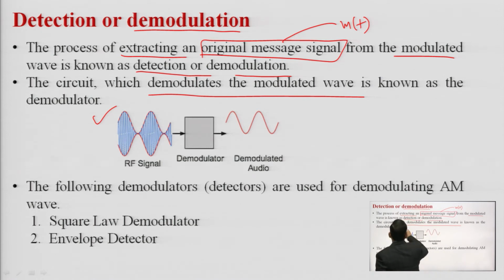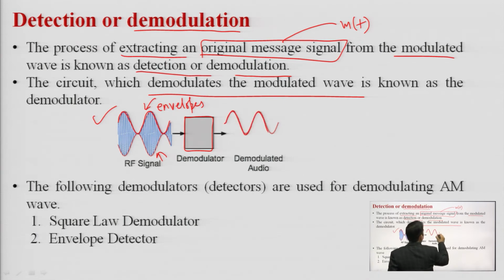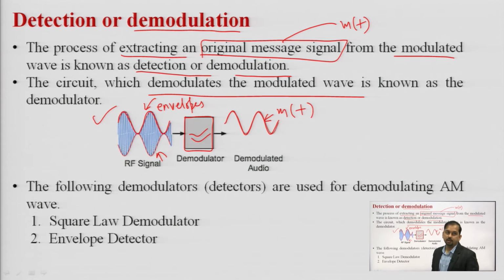If we see these are the envelopes in AM, this one is the upper envelope, this one is the lower envelope. So this is the demodulator and our aim is just to achieve our message signal back. This whole task is performed by a circuit known as the demodulator. We have two detection techniques: one is the square law demodulator and one is the envelope detector.